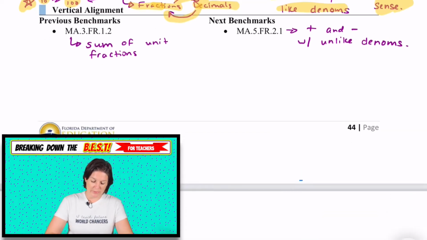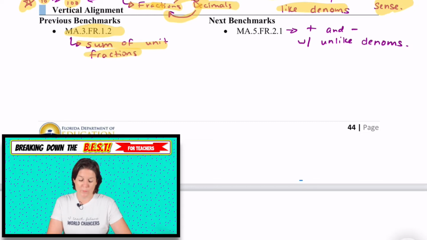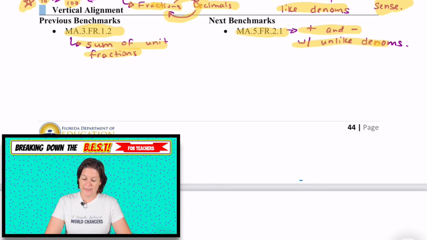Where are they coming from? In 3rd grade, we had the sum of unit fractions with FR.1.2. And then in 5th grade, we have adding and subtracting with unlike denominators. This one right here is definitely going to help us with that 5th grade standard later on. So we need to make sure that we hit it hard.